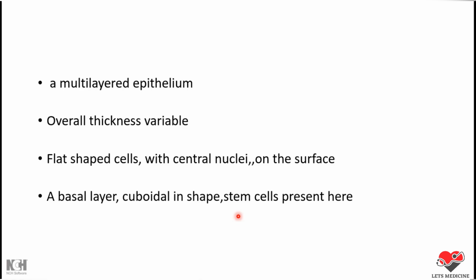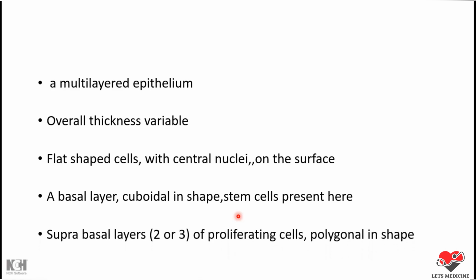We also have a basal layer. The cells in the basal layer of stratified squamous epithelium are cuboidal or sometimes columnar in shape. An important thing to remember is that the stem cells, which are responsible for regeneration of epithelial cells, are also present in this basal layer. Above the basal layer, we have 2 or 3 suprabasal layers. These are the cells which are polygonal in shape.